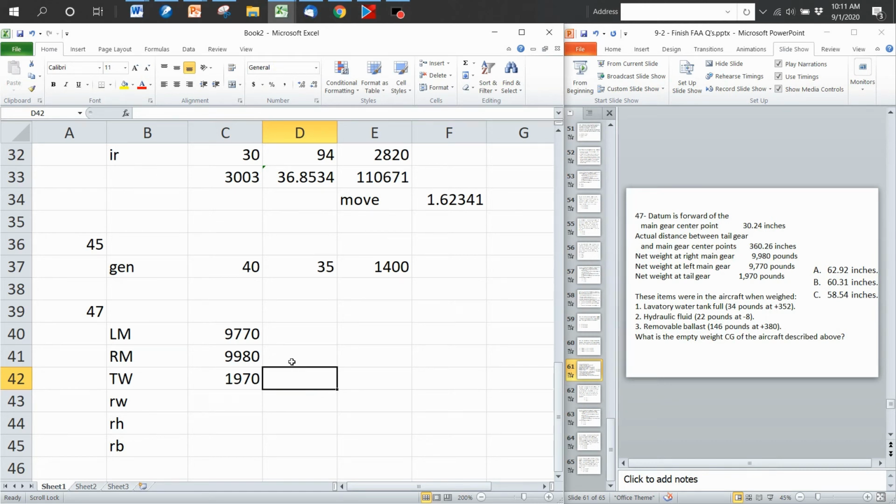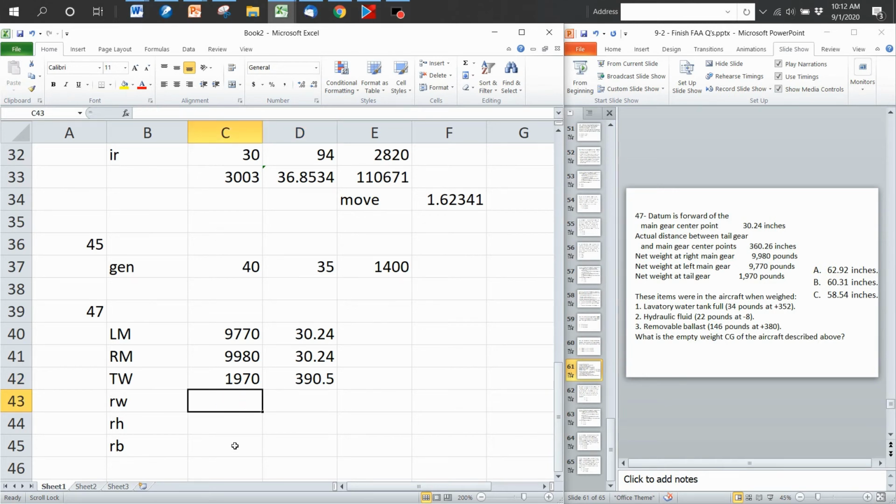Okay, our mains are at 30.24 because it says that is how far after the datum they are. But our tail is at 30.24 plus 360.26. So I'm going to put equals 30.24 plus 360.26. And that gives us the location of our tail wheel. And that's one of the tricks that they played. So we got like 3 tricks going on this single problem. And we need to make sure we understand it because I said hint, hint, hint. Oh, wait. I broke my own rule.